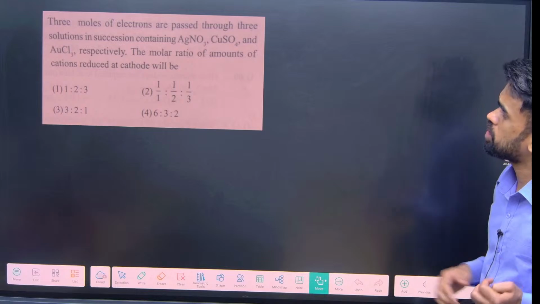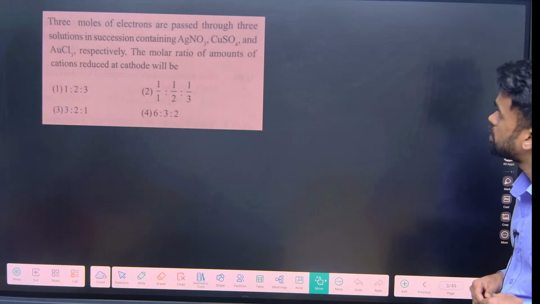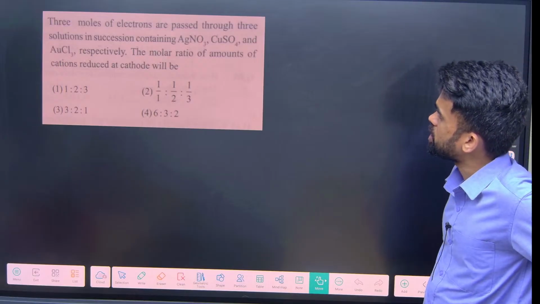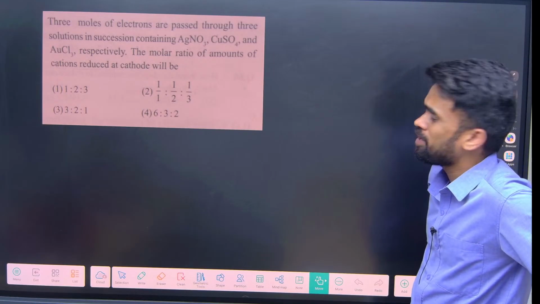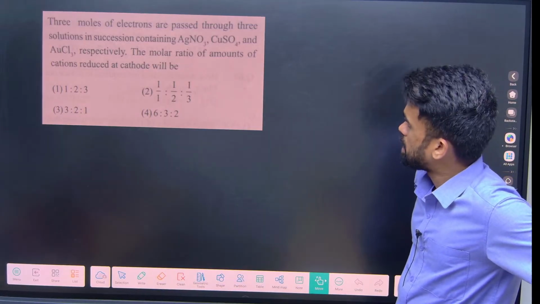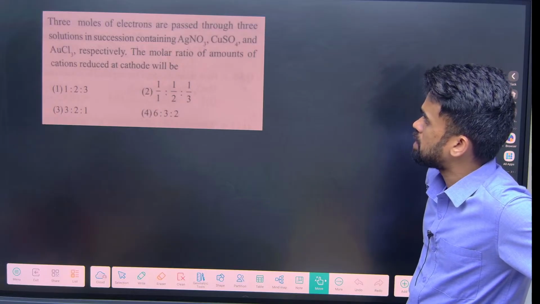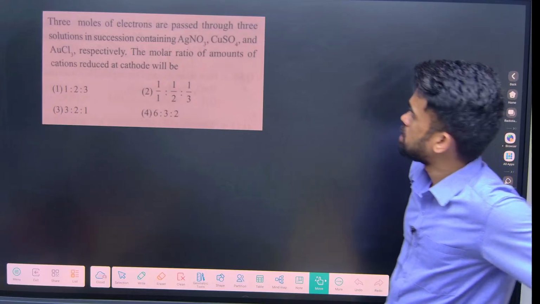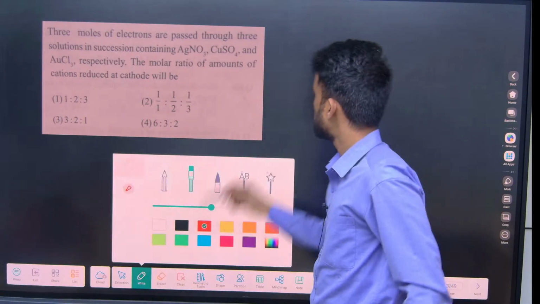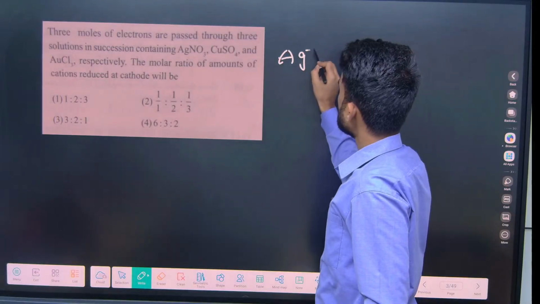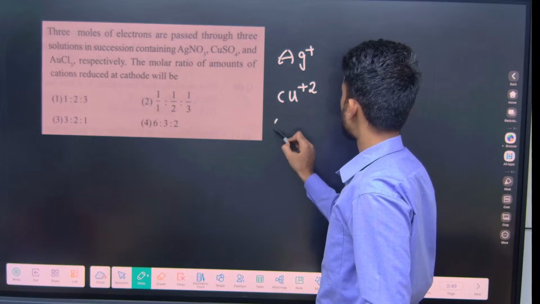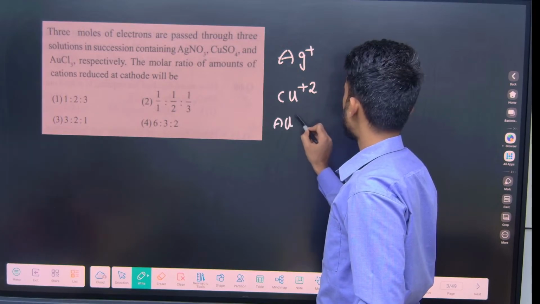Yeah, look at this question. 3 moles of electrons are passed through 3 solutions in succession containing AgNO3, copper sulfate and AuCl3 respectively. The molar ratio of the amount of cations reduced at the cathodes will be? So at the cathode, what cations do we have? From AgNO3 we have Ag plus. This is one solution, and from copper sulfate we have Cu plus 2. From AuCl3 we have Au plus 3.